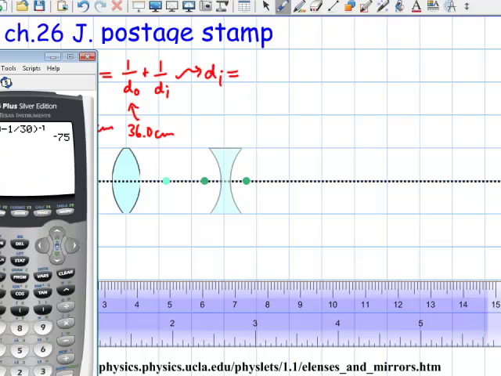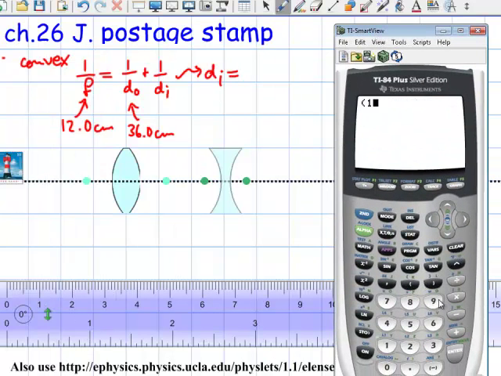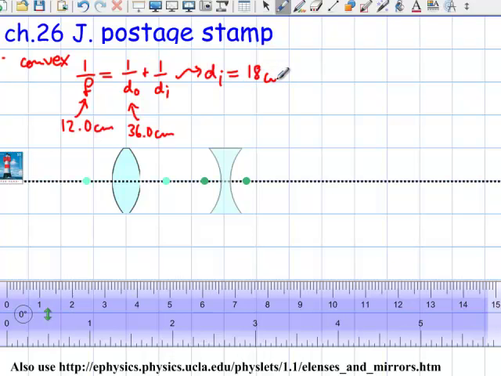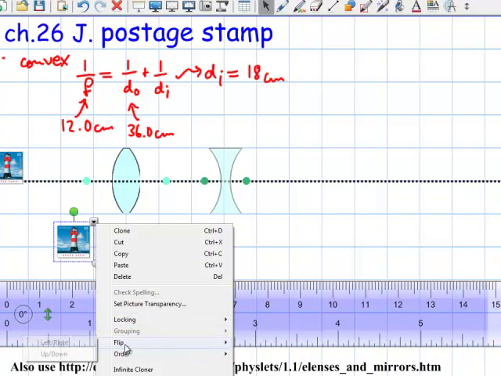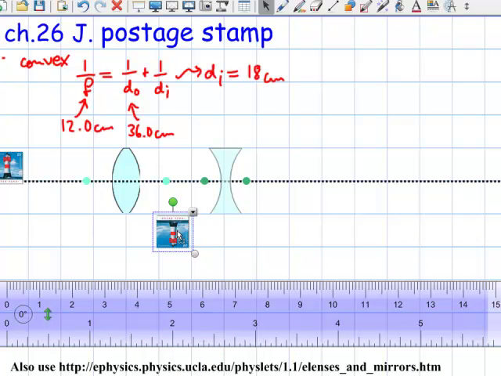When I do that, I'm going to come up with an image distance of, let's see, 1 over 12 minus 1 over 36, invert, come up with 18 centimeters, and that would be to the right of the lens, and I have to invert that. There we go, and 18 centimeters is going to be approximately here, and because it's a whole lot closer, it will appear smaller. In fact, it's half the distance, so it would appear half as large as the original one.